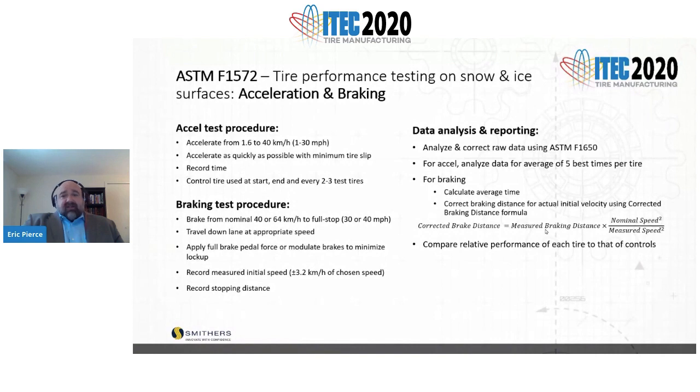You're going to want to get at least an average of the 5 best times per tire for the acceleration. For the braking, we're going to calculate the average time, and there's basically a correction factor for determining what the corrected brake distance is given the change in actual initial velocity. So then we're going to compare the relative performance of each tire to that of the controls.